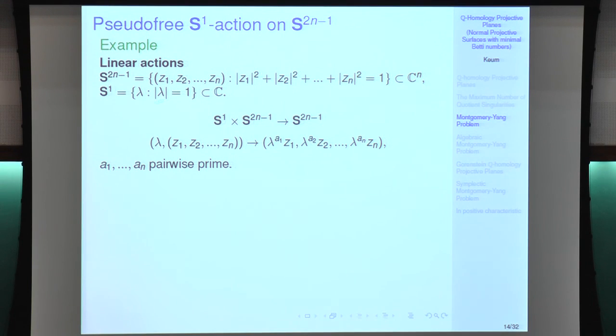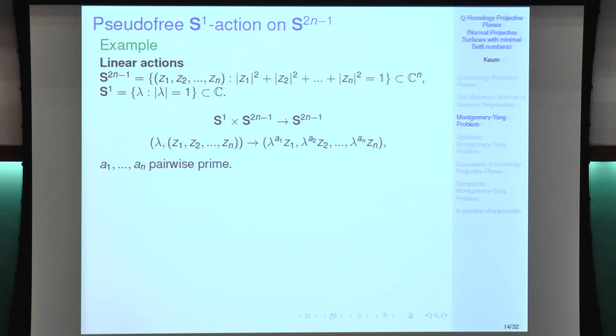Here is a typical example. It's nothing but the weighted projective space. So this example is a linear action. You embed this odd-dimensional sphere inside n-dimensional complex space, and then you also embed this circle inside C as the unit circle. And then your action is given by this form: lambda to the A1 times Z1, and so on, for the coordinates of S^(2n-1). Here A1 through AN are pairwise prime.